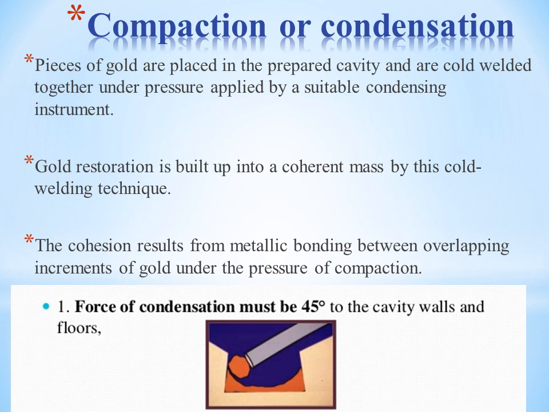If you can look at the picture below, this is basically a condenser by which we are condensing the individual gold foils one by one in increments within this prepared cavity, and because of their cohesive nature they are able to cohere to each other. Gold restoration is built up into a coherent mass by this cold welding technique. It's called cold welding because it's done at room temperature. The cohesion results from metallic bonding between overlapping increments of gold under the pressure of compaction.